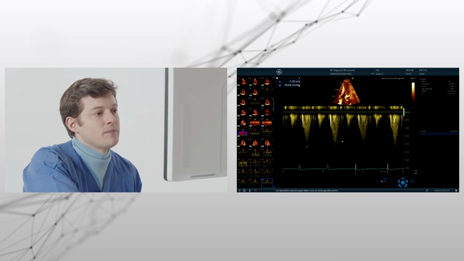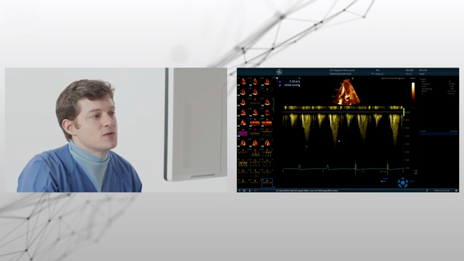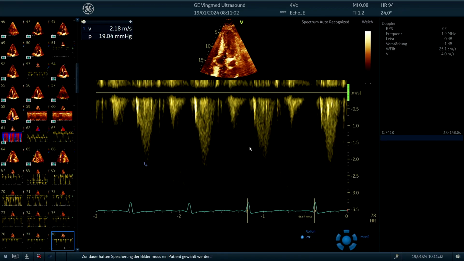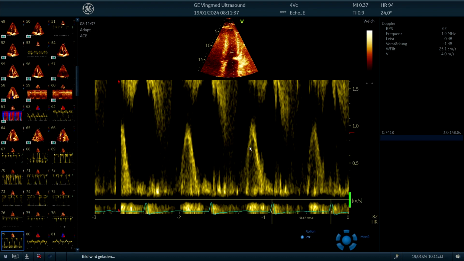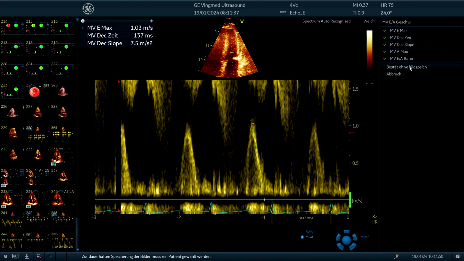When we use the stress test, you do see a little bit higher gradients, but still it's below 50 millimeters of mercury. Now measuring the diastolic function, it already shows us automatic measurements. This one, as there's an A wave shown, I wouldn't take here the same. The range around 1 meter with a reduced deceleration time makes per se sense. So therefore we are going to save this one and take it.